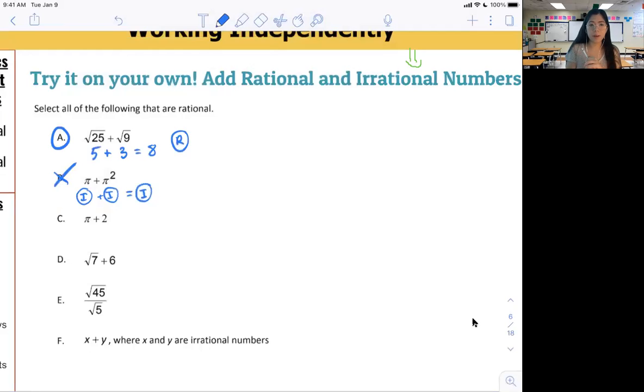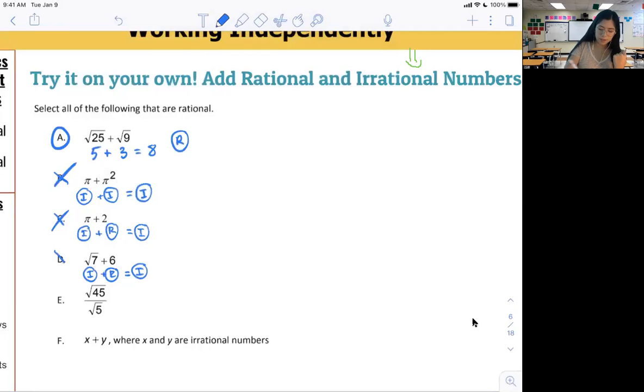How about C? What type of numbers do I have there? Irrational. So I have an irrational number and a rational. And I know that that's always going to be what? Irrational. So that's out. How about D? What do I have there? Irrational plus irrational plus rational. Good, which always gives me irrational.